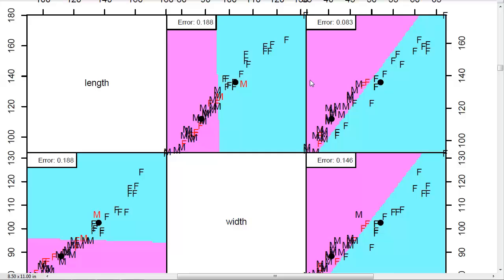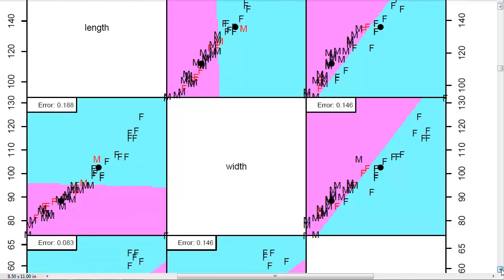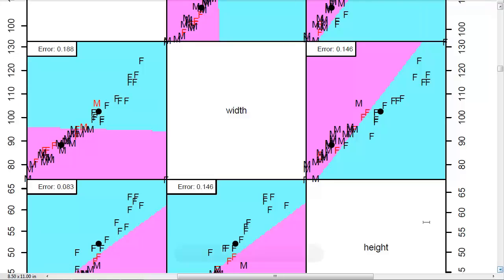If you look at length and height, that's the plot in the top right. One more feature here is that there are 2 solid points, which are the means for each of the 2 groups. In the top right, we have length versus height, and we see only maybe 2 or 3 females that are on the male side, and no males on the female side. So we have a lower error rate there of about 8%. And then if we look at width versus height, here we have some females that are misclassified, giving about a 15% misclassification rate.